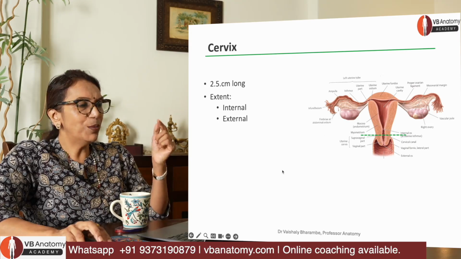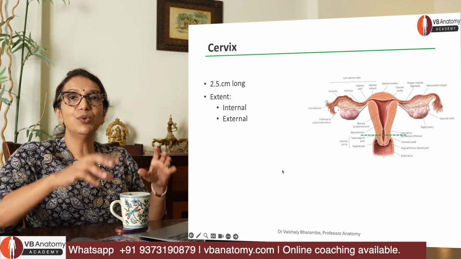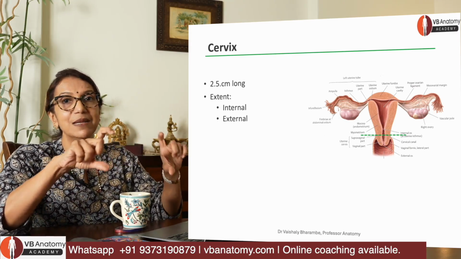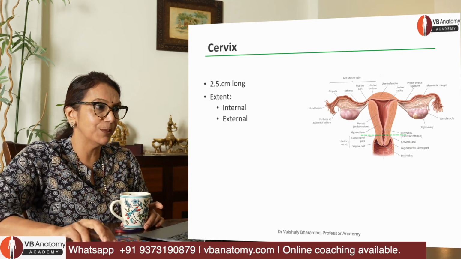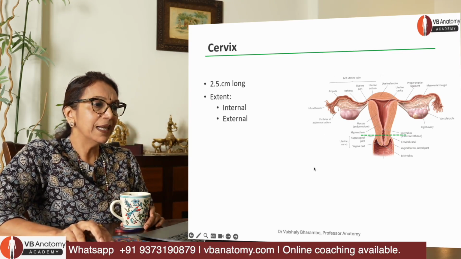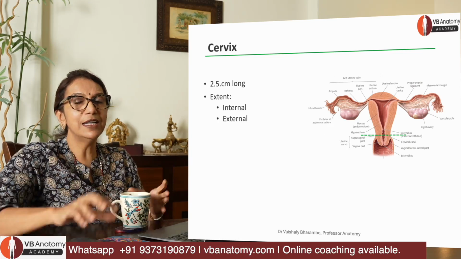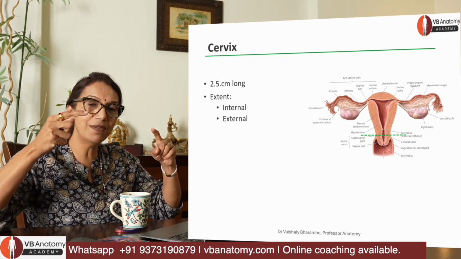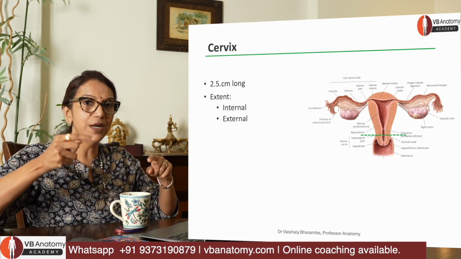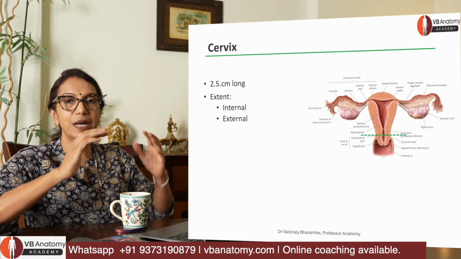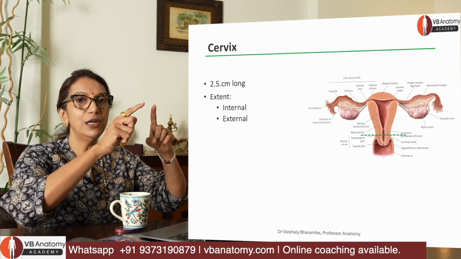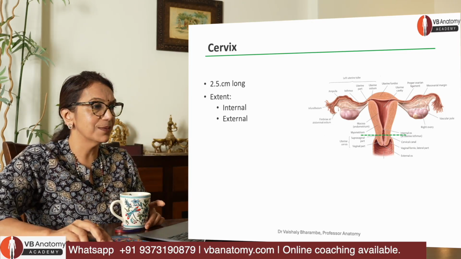Okay. It's about 2.5 centimeter long. It's the most fixed part of the uterus. That's an important sentence from our point of view. Its extent can be described as external extent, internal extent. Externally, from the point where the isthmus, the narrow portion, down to the outer lower end of the cervix, from internal os inside to the external os.